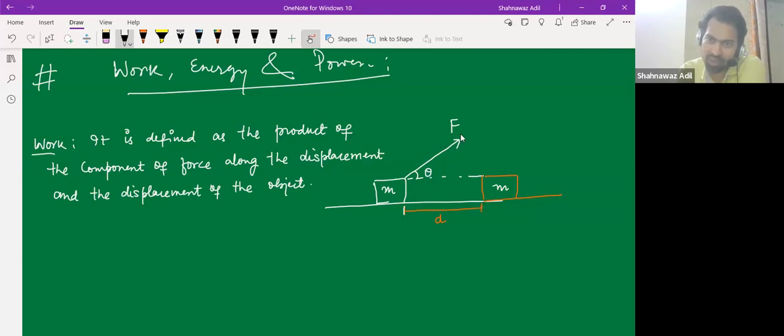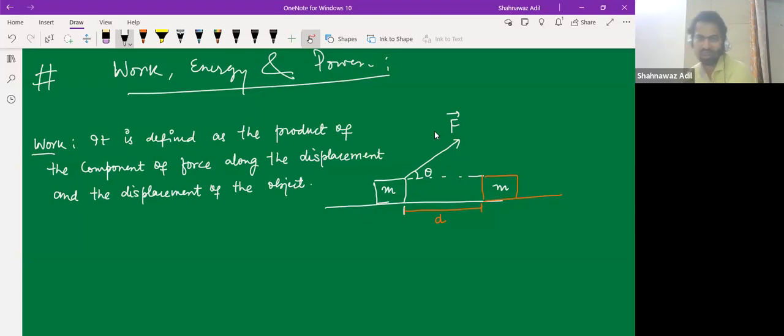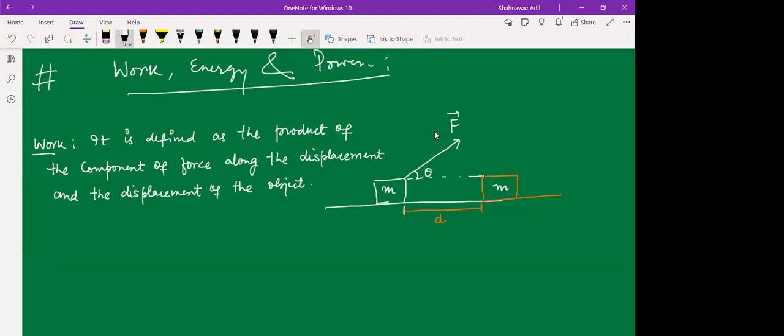So what is the component of force along the displacement? This is F. So what is the component of force along displacement? F cos theta. Yeah, F cos theta. So we are talking about the component, so we don't write a direction. Good, good. So F cos theta. Understood, everyone? Yes, sir. Amna, what about you?